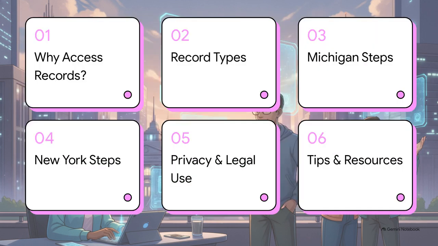Here is a quick look at our roadmap for today's explainer. We'll start with why accessing these records is useful, then understand the record types. After that, we'll go step by step through the process for Michigan, and then step by step for New York. Finally, we'll wrap up with privacy, legal use, and some extra tips and resources.